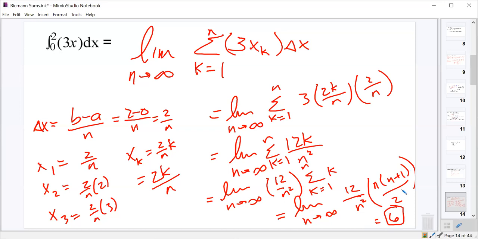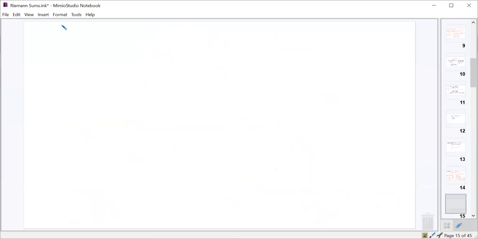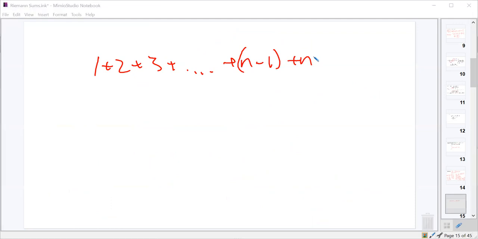If you're not sure about where the sum from k equals 1 to n of k being n times n plus 1 over 2 came from, we can show you real quick. If I want to sum together all the numbers from 1 to n, that's what the sum from k equals 1 to n of k is. It's just summing together all the numbers from 1 to n. You can do it this way. Just write them out backwards.